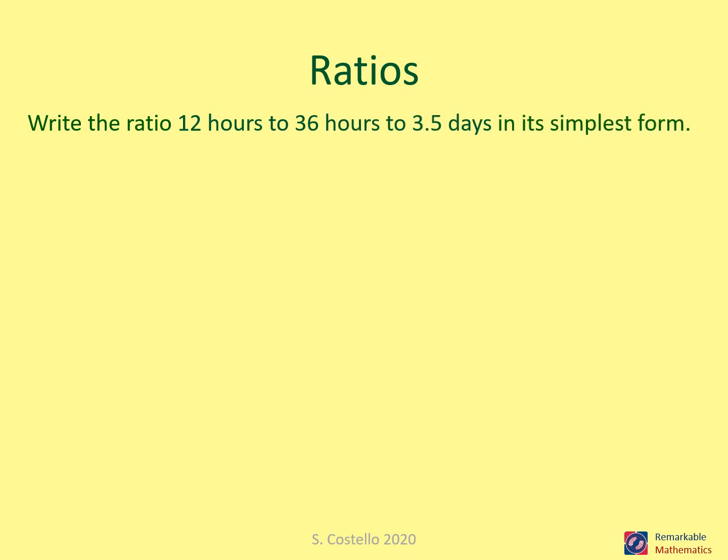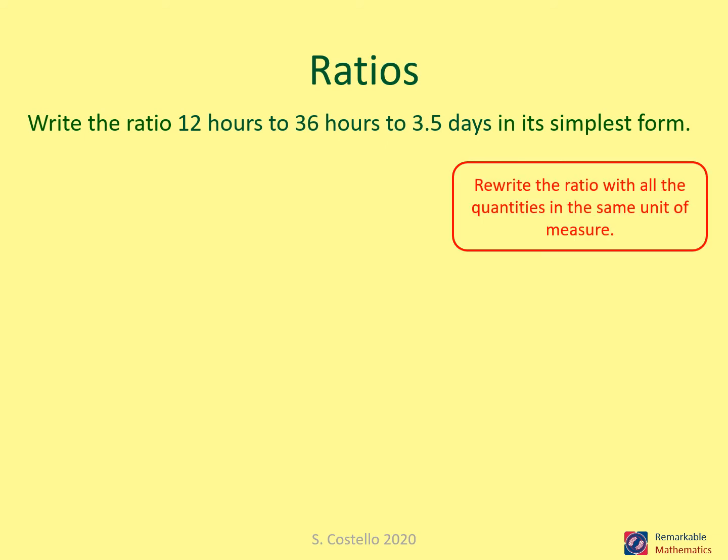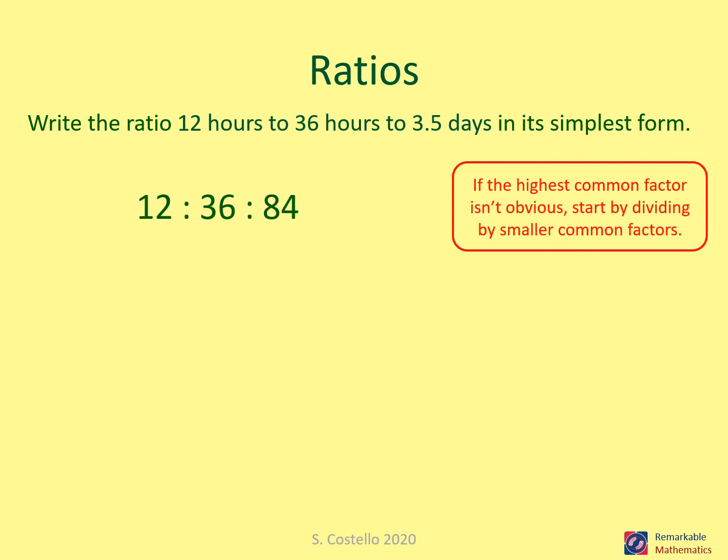Write the ratio 12 hours to 36 hours to 3.5 days in its simplest form. Rewrite the ratio with all the quantities in the same unit of measure. So looking here, what we're going to change them to, change them all to hours. If the highest common factor isn't obvious, start by dividing by a smaller common factor. You might not be able to see the biggest number that goes into all of these, but 2 definitely does. So we start by dividing by 2.